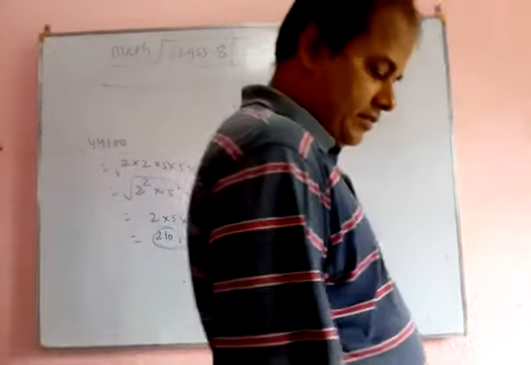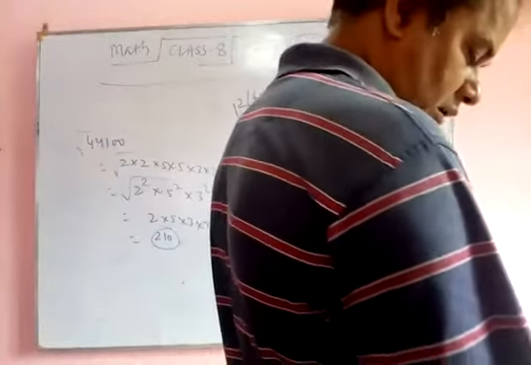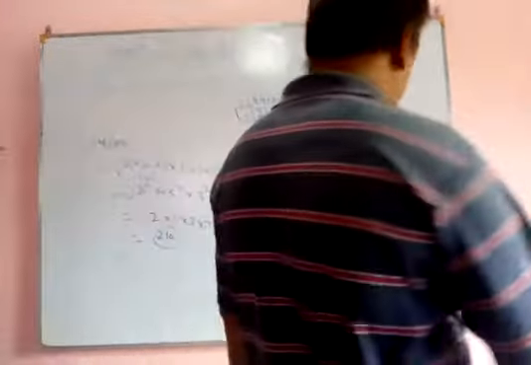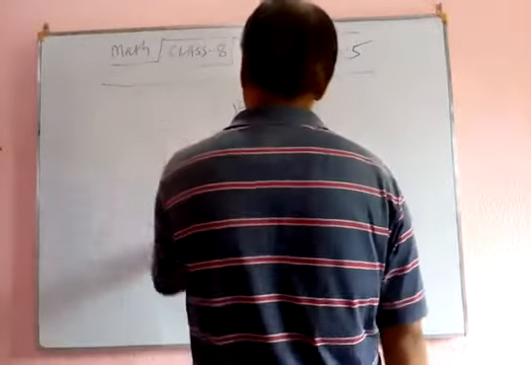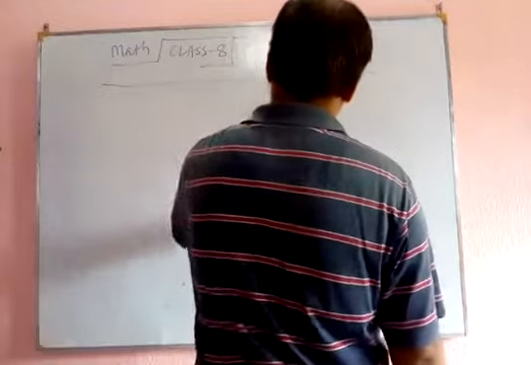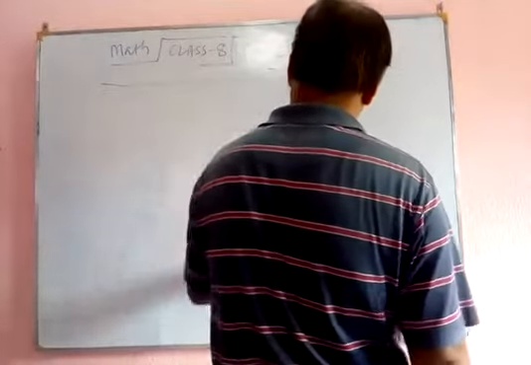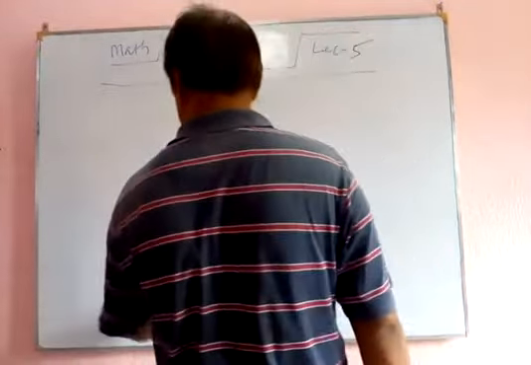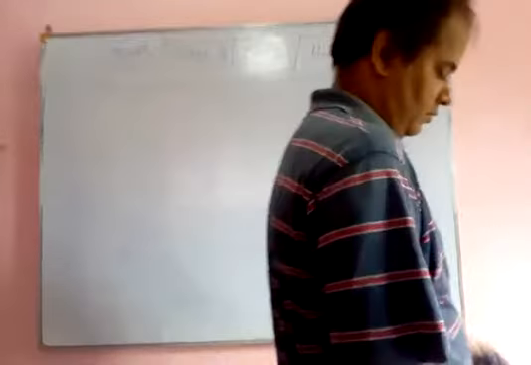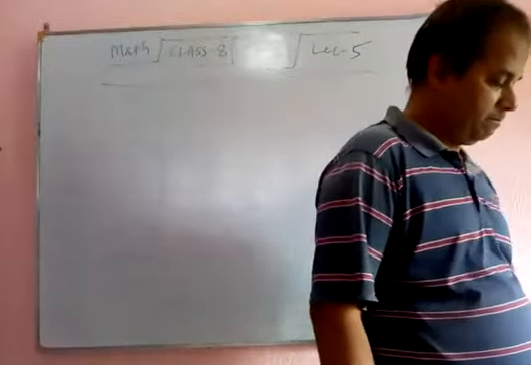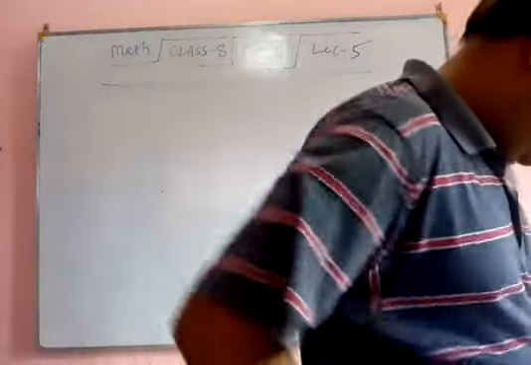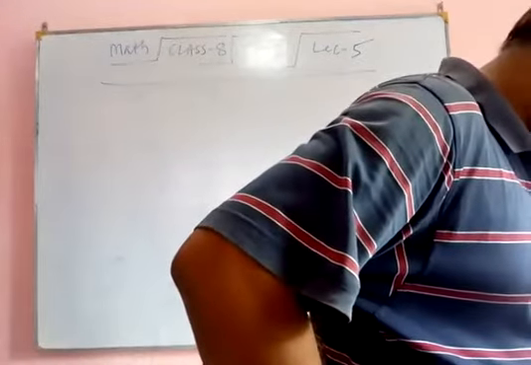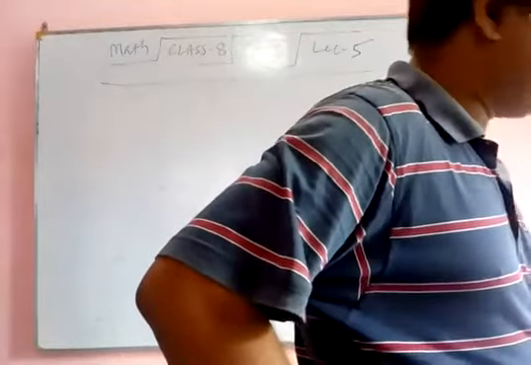Next is example number 5. Example number 5 is saying find the square root of 784.